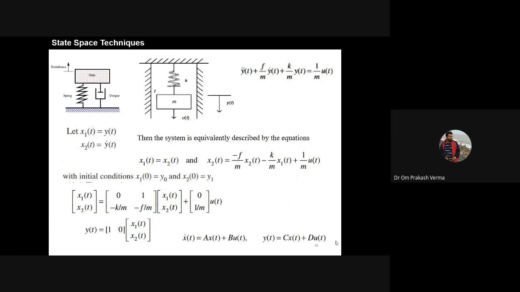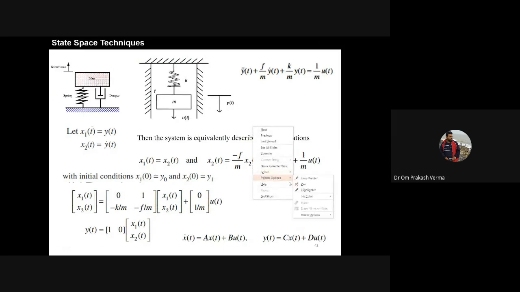We have already gone through the single tank system. Today we will try to develop the model for different types of tank systems, based on their interaction and their design. So in the first part, we are going to discuss the state space technique, and hopefully you are aware of this technique.